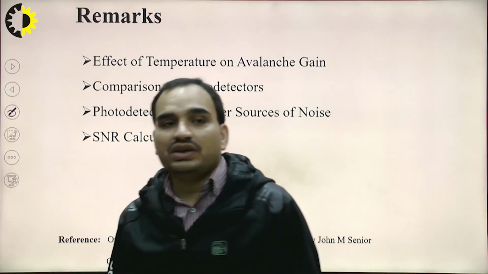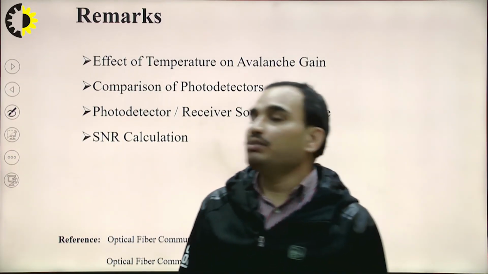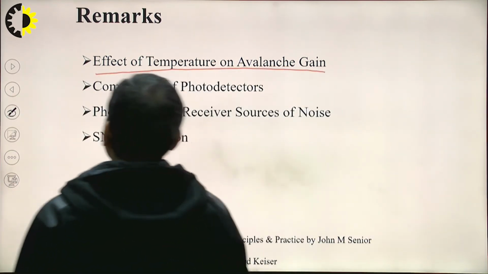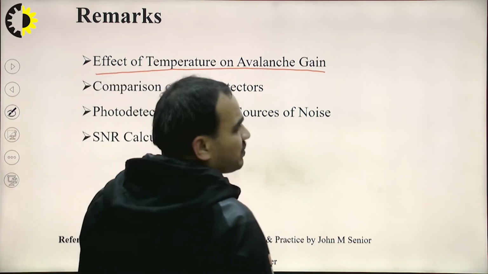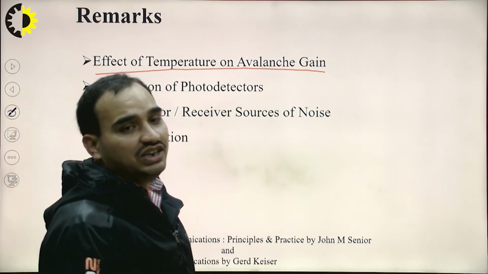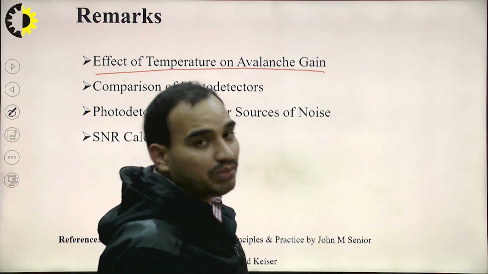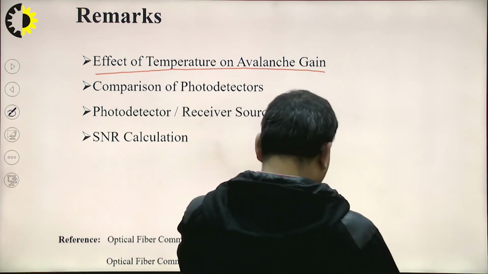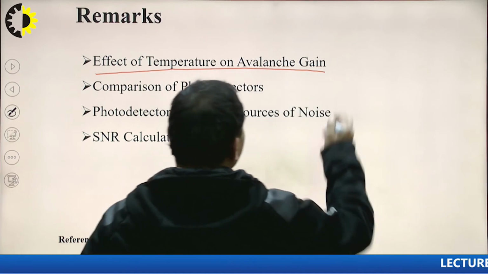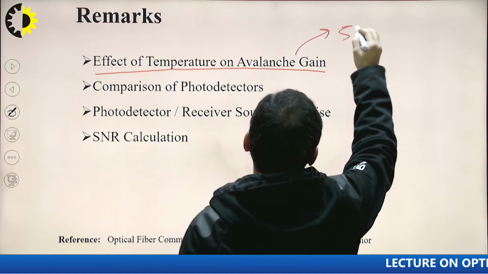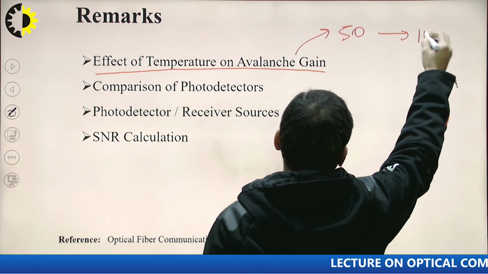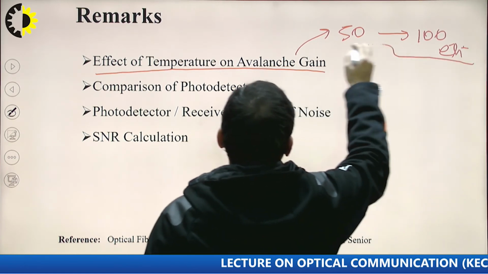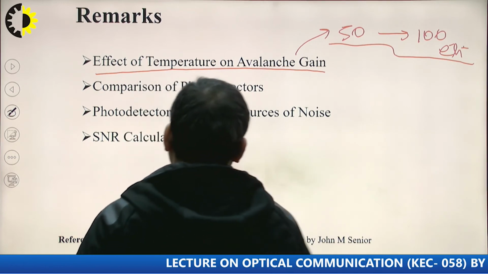So in this lecture, we have discussed the effect of temperature on the avalanche gain, and we have seen that avalanche is similar to a flood, and we achieve a gain, meaning the multiplication factor. For example, we have 50 photons. Due to the avalanche multiplication, these 50 photons become 100 electron hole pairs. So this means we have the avalanche gain or the avalanche multiplication.